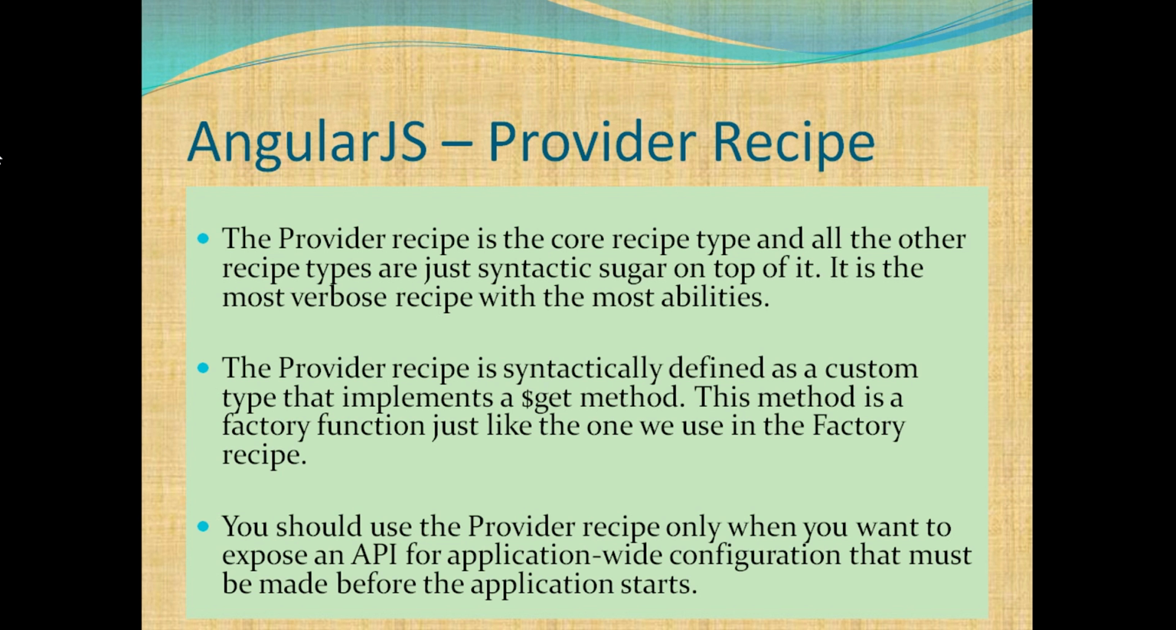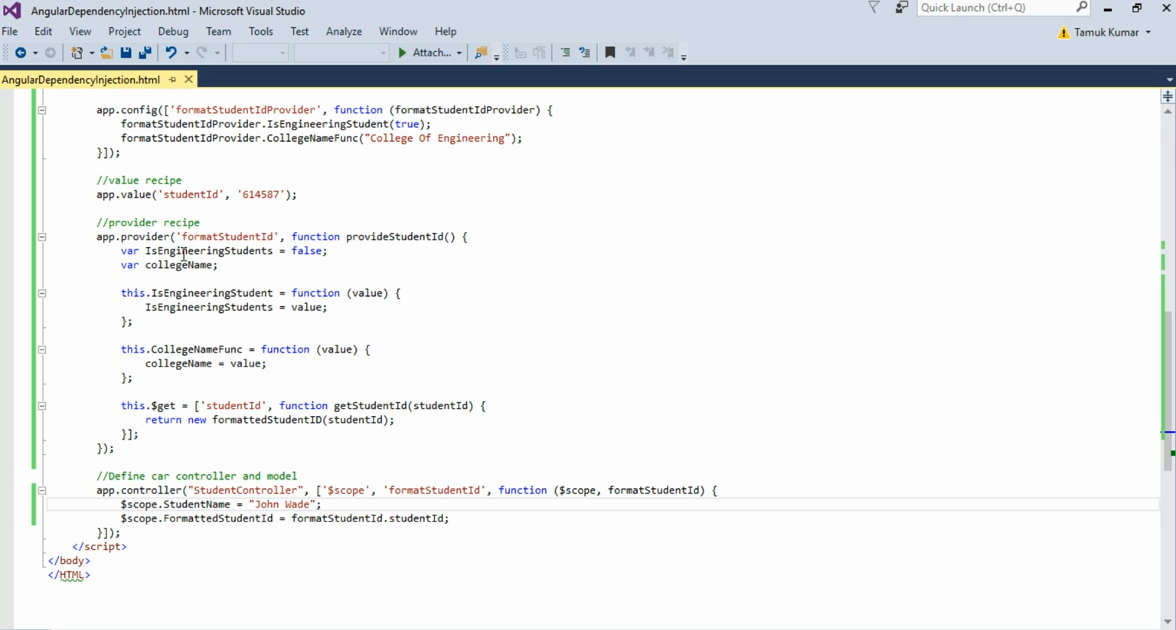So let's see how we implement it through our code. Friends, here's the code for my provider recipe. I've defined my provider recipe here. It's format student ID. Inside it I have declared two variables, is engineering students, which is of type bool, and then another variable named college name. Then I have defined a function, is engineering student, which simply assigns a value to is engineering students variable. Then I have another function, college name func, which too assigns a value to college name variable.